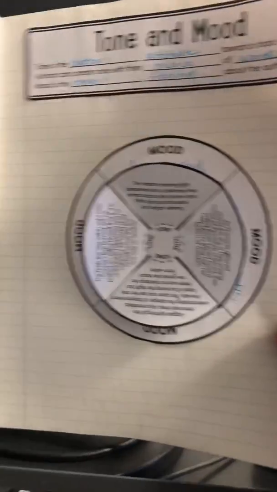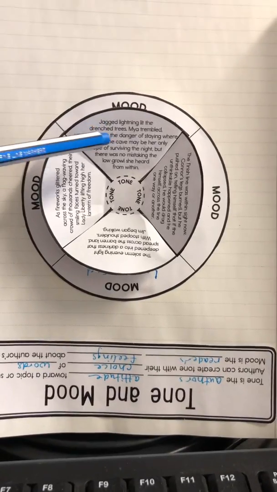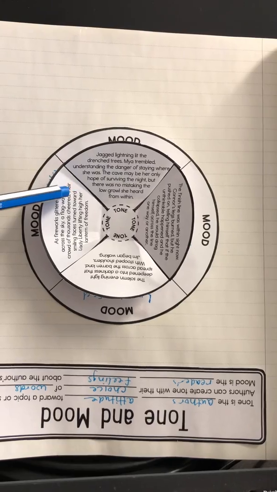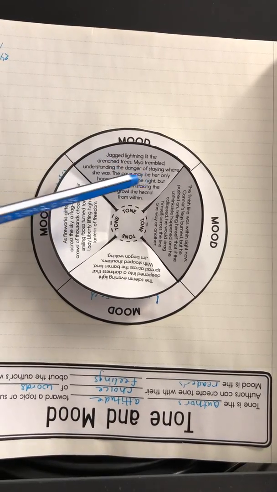I'm going to flip the whole thing upside down here. Sorry, technical difficulties. Let's take a look. All right, so we have, "Jagged lightning lit the drenched trees. Maya trembled, understanding the danger of staying where she was.